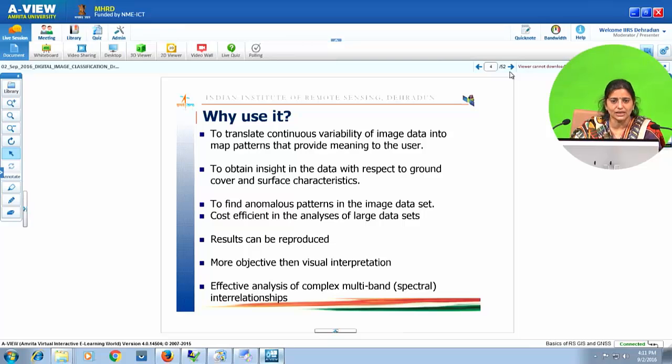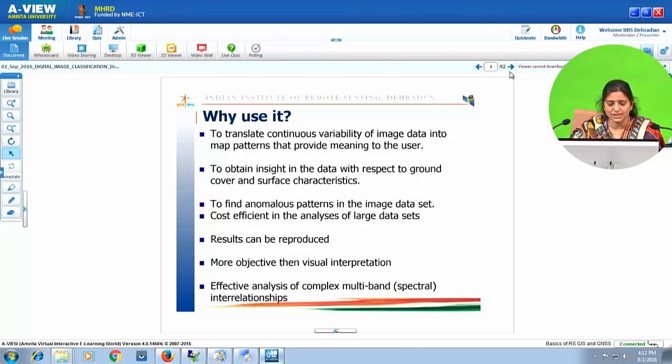When you are making a map manually, that means you are tracing it out, and if you want to make another map of the same type, you will have to trace it out again. Whereas if you are using digital image processing methods, then once you have stored the results of your classification, the same results can be reproduced, and you can have as many copies as you want.